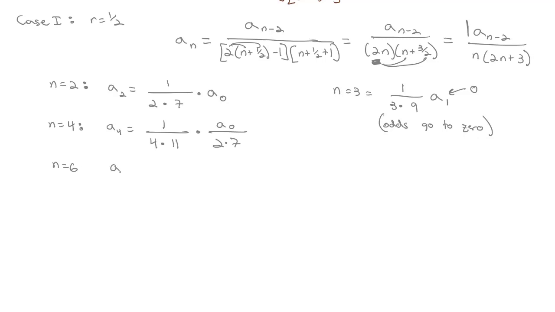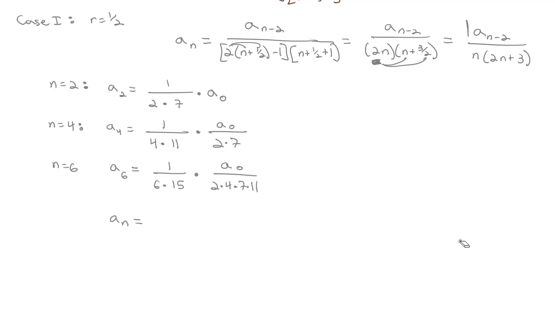When n equals 6, a sub 6 is 1 over 6 times, 2 times 6 is 12, 12 plus 3 is 15, times the previous term, which is a sub 0 over, let's put them in order, 2 times 4 times 7 times 11. And we're trying to establish a pattern for a sub n. I'm going to delete the n equals 3 just so that we have a little bit of space to work here as we look at trying to establish our pattern.